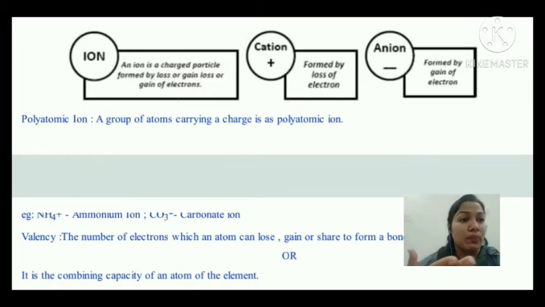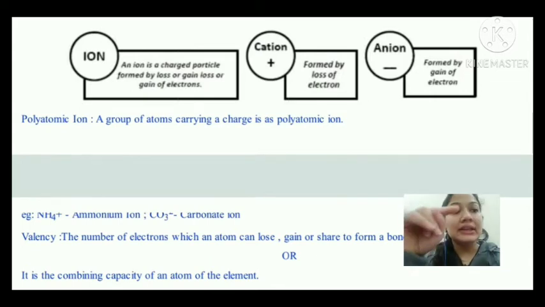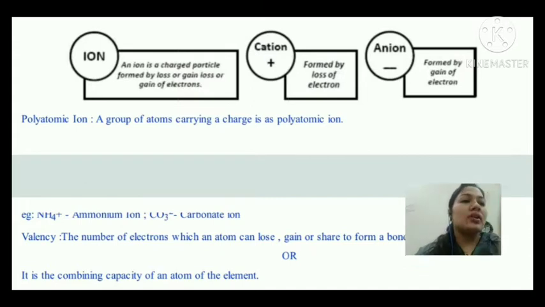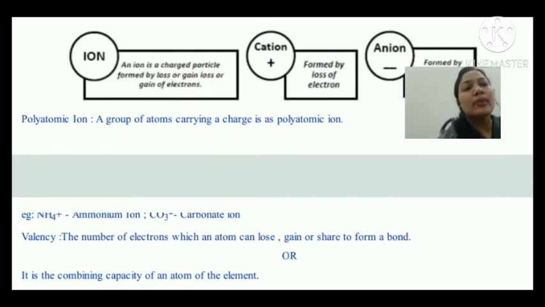Like NH4 positive, यहाँ पे नाइट्रोजन हाइड्रोजन से मिल रहा है and then it is making an ion, so this is called a polyatomic ion. In the same way, if we talk about the ammonium ion, this is called the ammonium ion, and the carbonate ion is CO3 minus 2. तो CO3 में भी same happens, that it is forming an ion, but why? Because it is polyatomic. The reason behind that is it is having C and O3, carbon as well as oxygen.